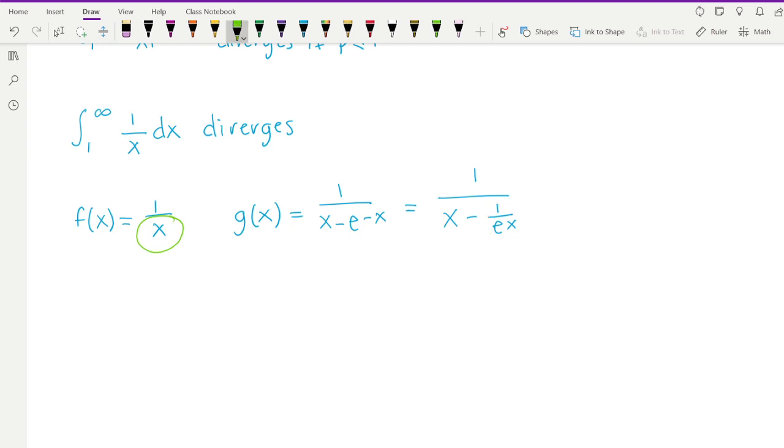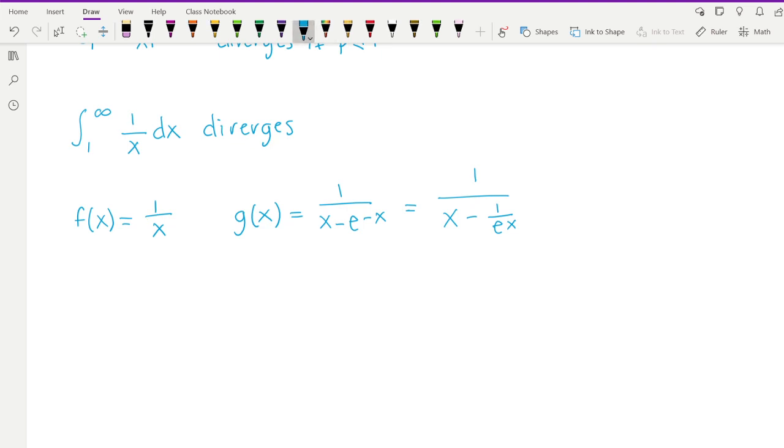And so what you're doing is you're taking an x value and you're subtracting some small value from it. And so the denominator of this function is smaller than the denominator of this function, and therefore, overall, the function with the smaller denominator is bigger.